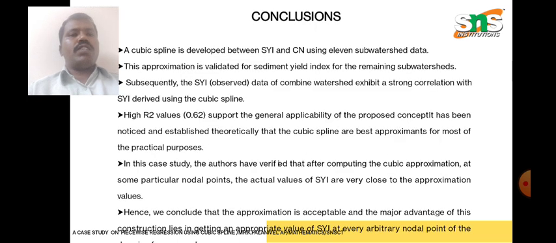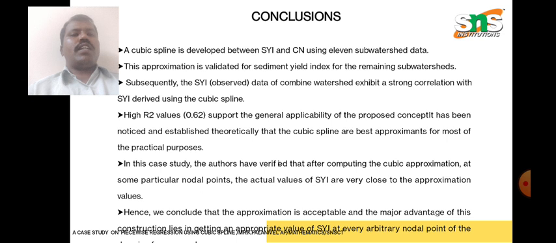Finally, going to the conclusion, a cubic spline is developed between SYI and CN using 11 subwatershed data. The approximation is validated for sediment yield index for the remaining subwatersheds. Subsequently, the SY data of the combined watershed exhibit a strong correlation with SYI derived using the cubic spline.